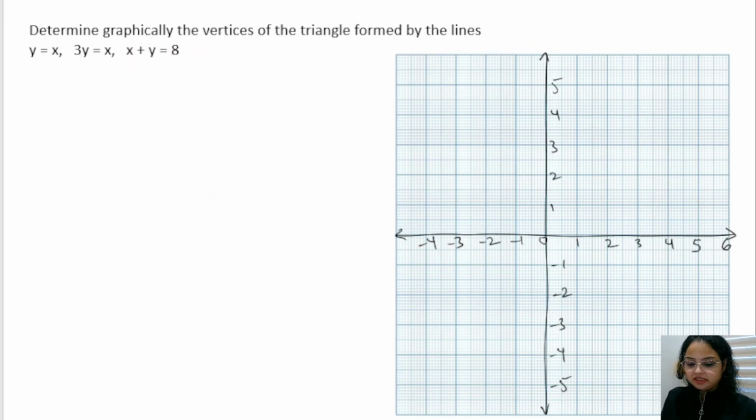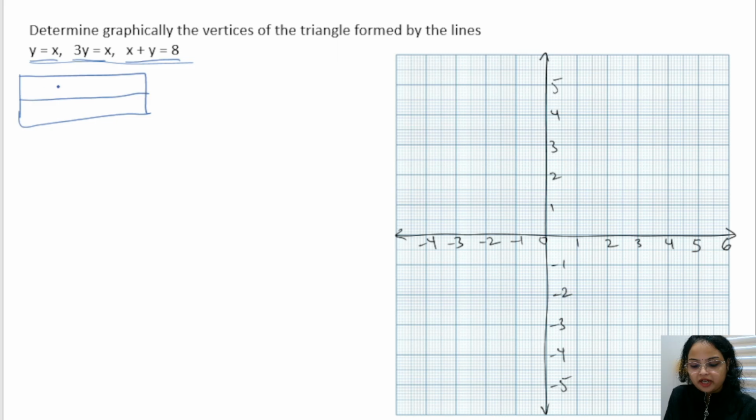Determine graphically the vertices of the triangle formed by these lines. Here these three equations are given. We have to represent them on a graph. We have to find the vertices of the triangle formed by these lines. For the first equation, y is equal to x. We will assume values of x and we will find out y values. Here x is equal to y.